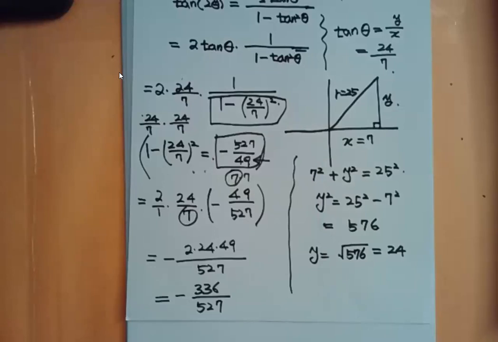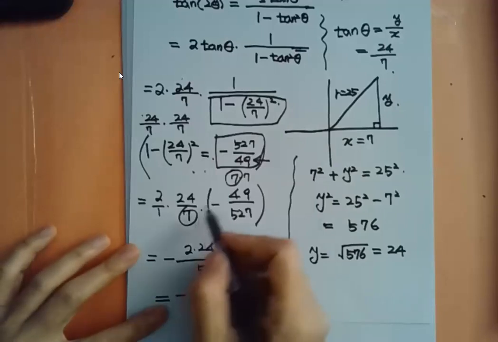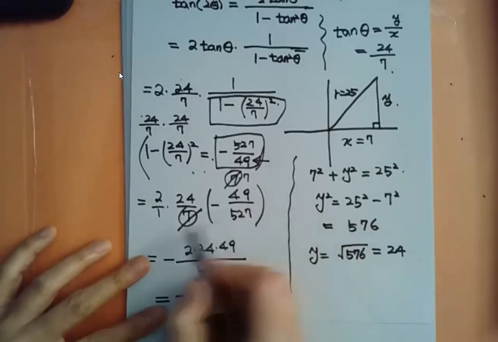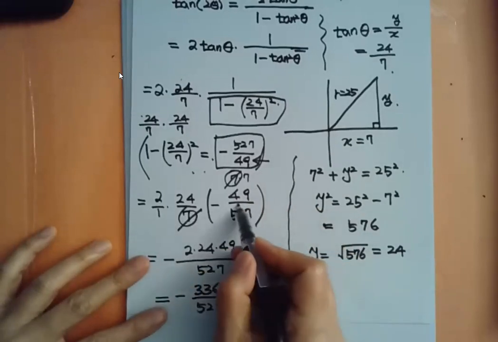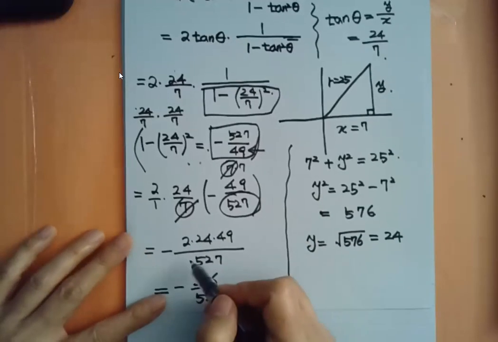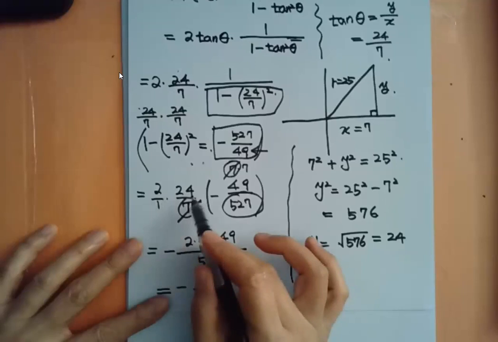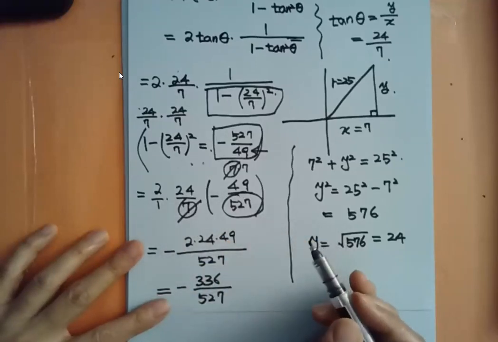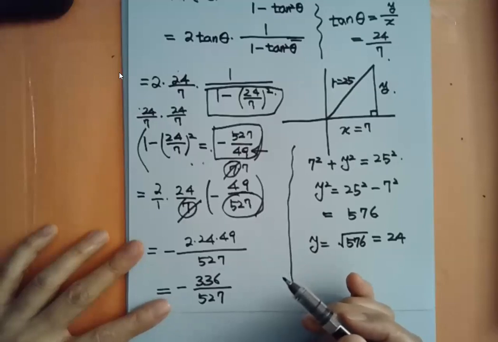Which denominator? Okay. So for the denominator, 7 and 7 will cancel each other. So the only number which remains is 527. And then the numerator will be 2 times 24 times 49. And what I said was, 527 is too big a number.